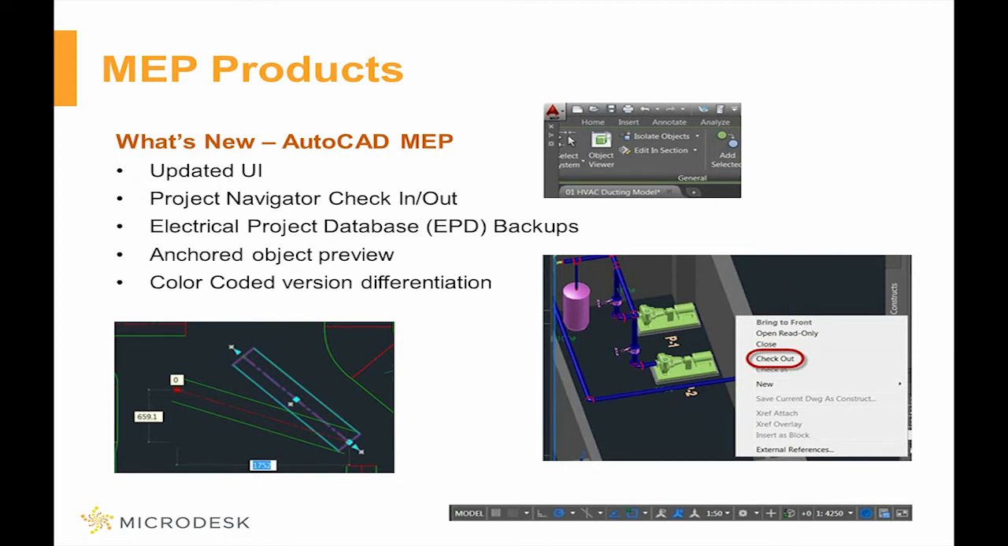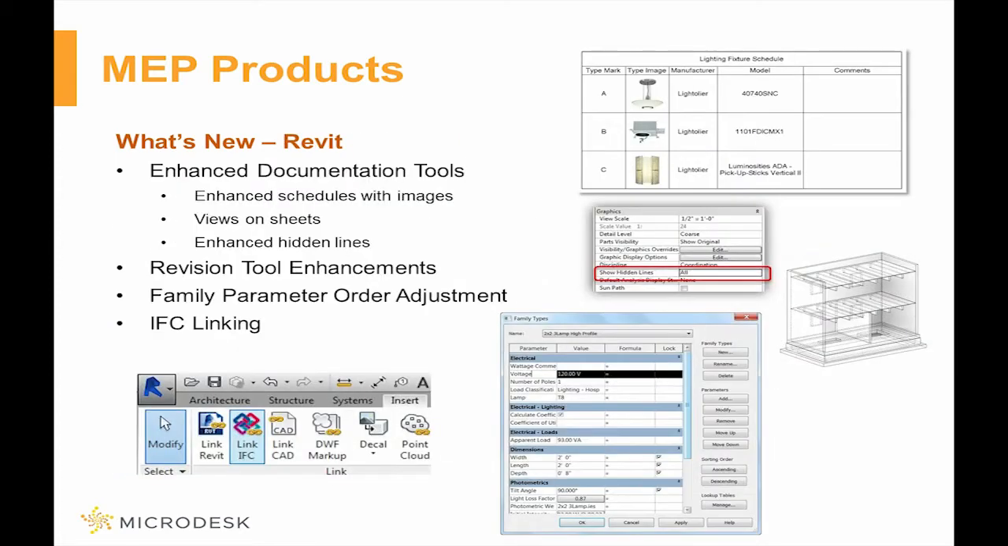Another feature that was added was the color code version differentiation. I know before, sometimes when updates happen to project files, we may export out into some PDF software and overlay these drawings to see the differences or changes. Now we can do this in AutoCAD and show color-coded differences between updated files.